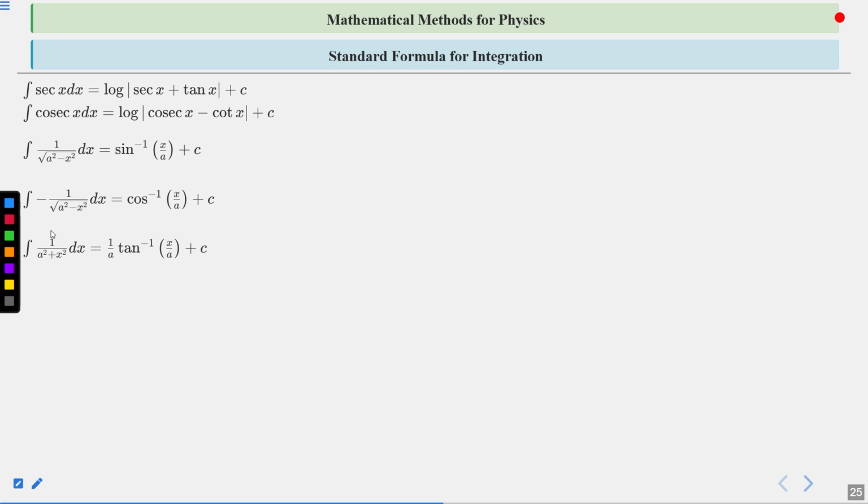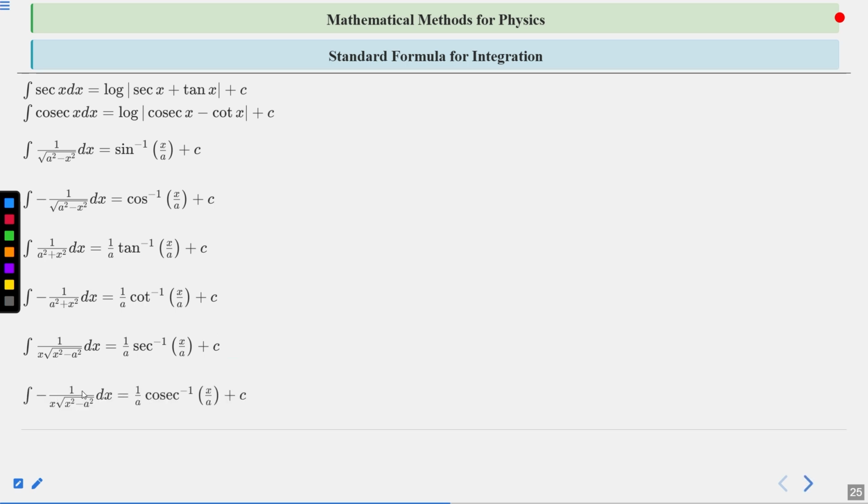And integration 1 divided by a square plus x square dx is equal to 1 by a tan inverse x by a plus c. Integration minus 1 upon a square plus x square is equal to 1 upon a cot inverse x by a plus c. And integration 1 divided by x under root x square minus a square dx is equal to 1 upon a sec inverse x by a plus c. c is the constant term.